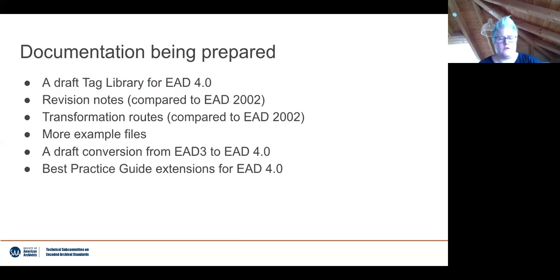We are currently also working on a draft tag library, which we will hopefully be able to publish towards the end of June. And we are also working on revision notes and a transformation routes overview based on EAD 2002. Again, picking up on the circumstance that quite a lot of our colleagues are still using EAD 2002, and we wanted to also make sure that they have an easy way to understand the changes that might apply to them.